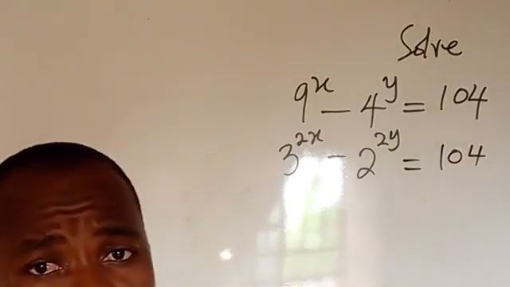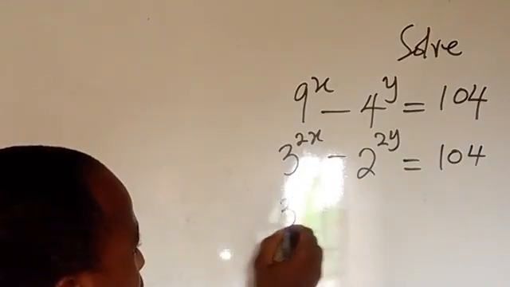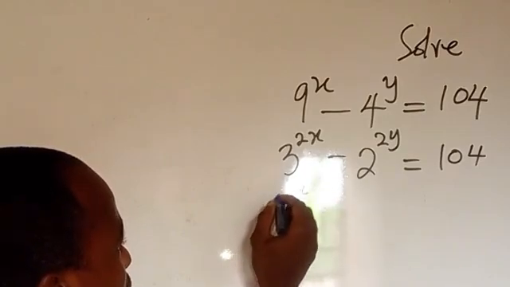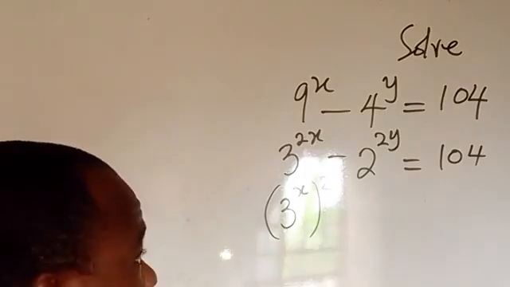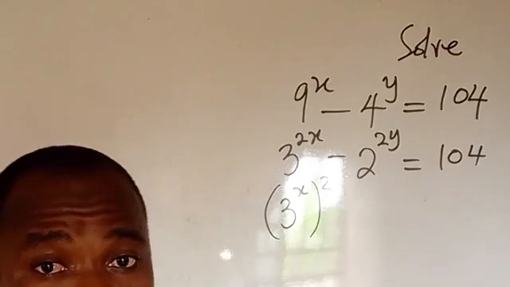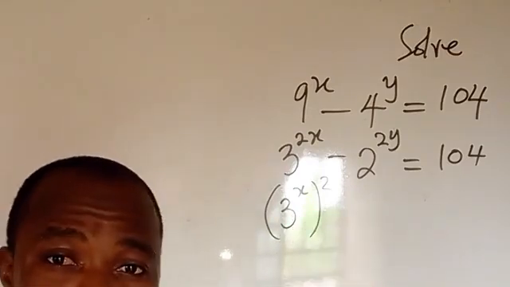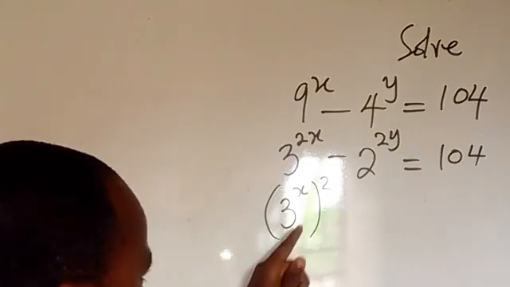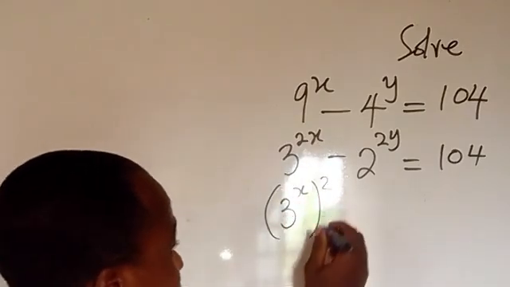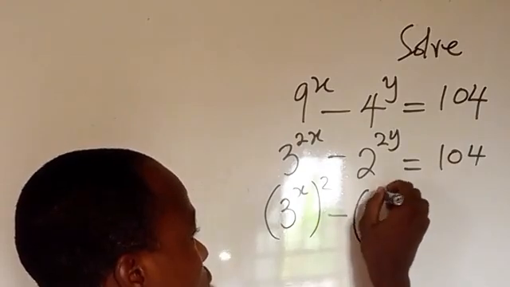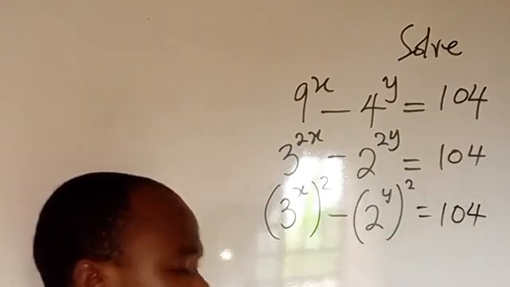Now, there's something I want to do here. From here, I can write this as 3 to the power of x, and I put the 2 outside, because both 2 and x are powers. So I put the x inside and the 2 outside. Then the same thing here: 2 to the power of y inside, the 2 outside, then we have 104.